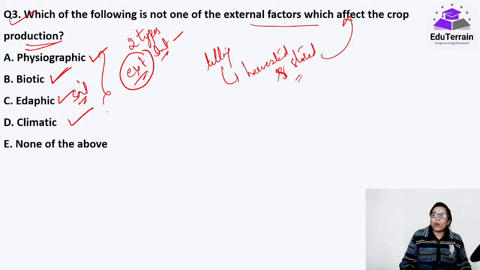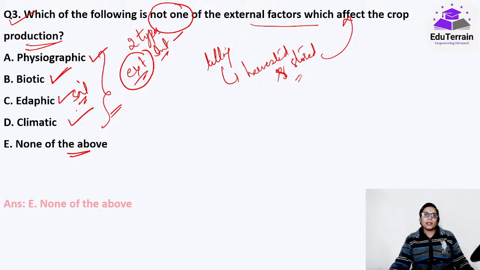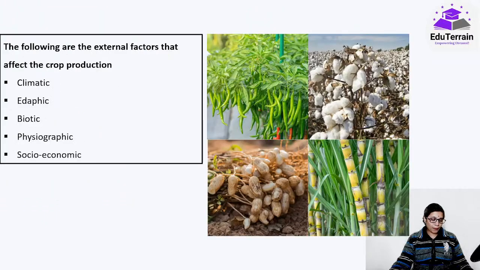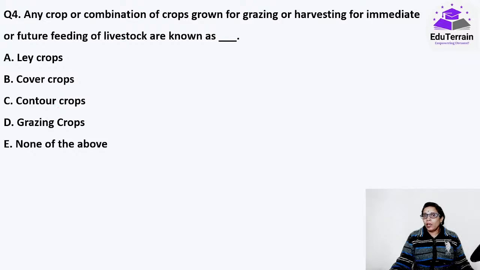So these all are the external factors. So not one of the external factors, nothing, none of the above, because all of these are the external factors that affect the crop production. Okay. Edaphic is soil, related to soil. Edaphology we have studied, no? That one. Okay, moving on to our next question.